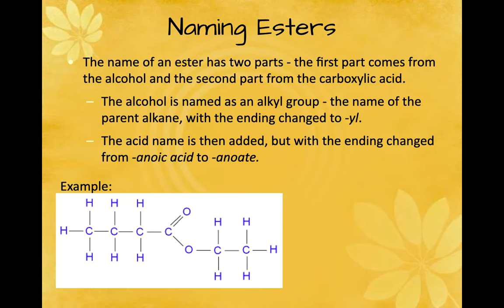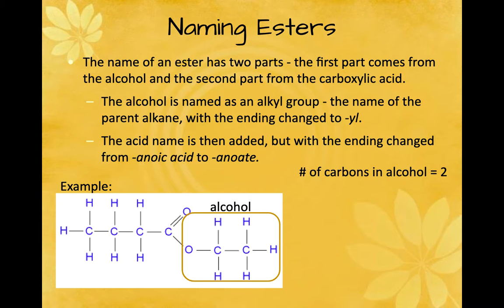So let's look at an example. Here's our example. We look at the alcohol, which is at this end of the molecule. It has two carbons, which means its parent alkane is ethane. And so in the ester name, this is going to be ethyl. So the first part of the ester name is going to be ethyl.